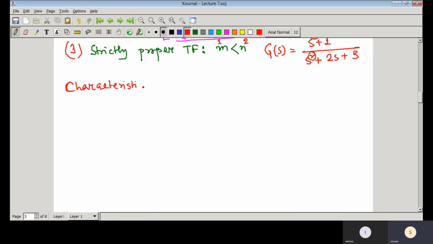Characteristic, this is a very important term we will be using throughout this course. Characteristic equation. What is the characteristic equation? The characteristic equation of a linear system is defined as the equation obtained by setting the denominator polynomial of the transfer function to 0. So that is the characteristic equation.